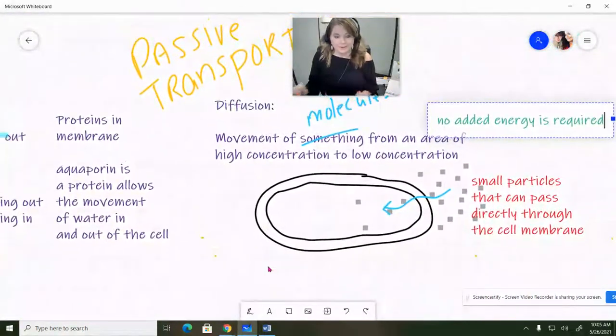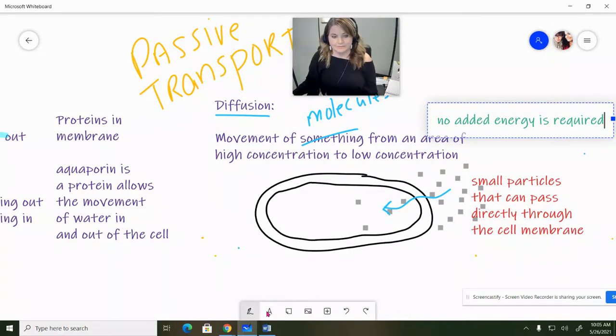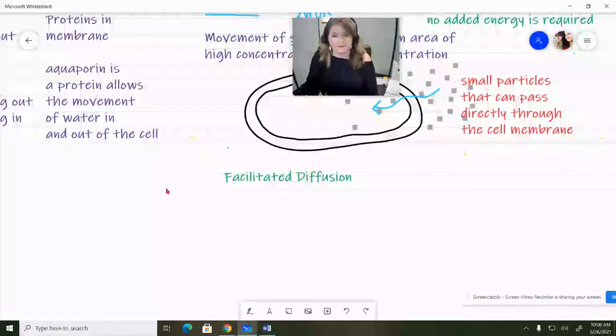So here we had diffusion. So this is called facilitated diffusion. So facilitated diffusion, same thing as diffusion, still moving from an area of high concentration to low concentration, but it has to travel through one of those protein doorways.